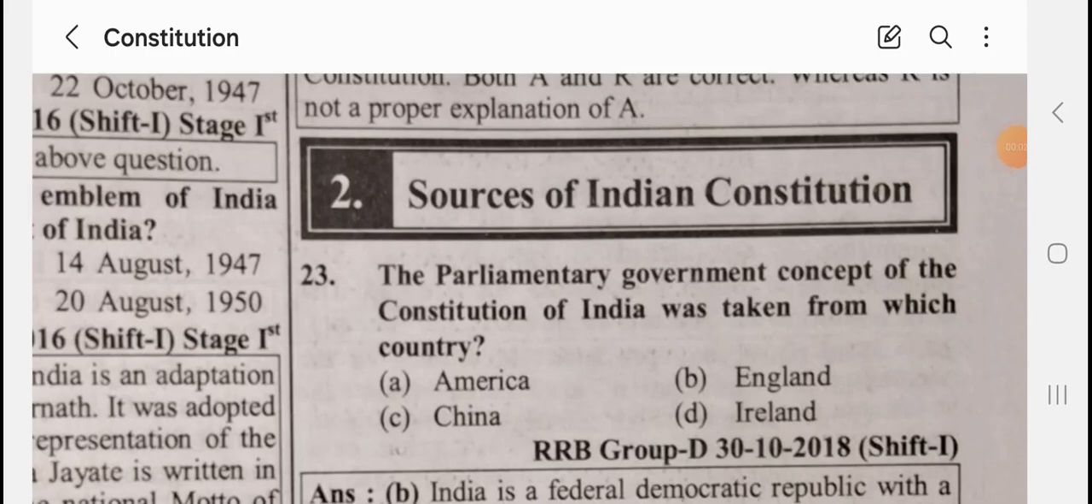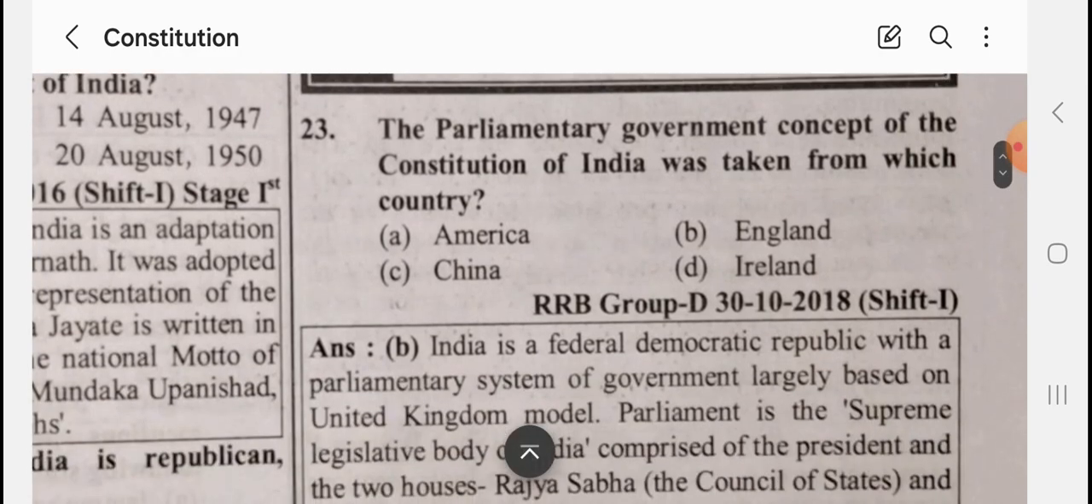Unit 2, Sources of Indian Constitution. Question 23. The parliamentary government concept of the Constitution of India was taken from which country? Answer is option B, England.